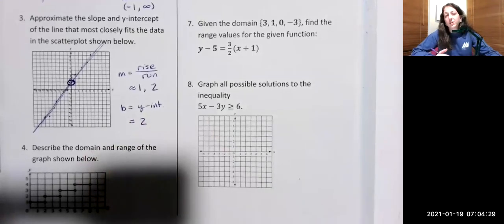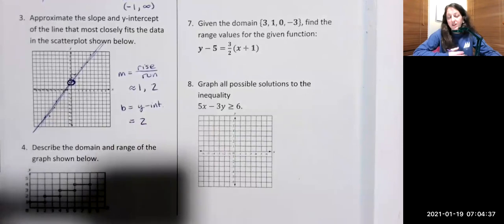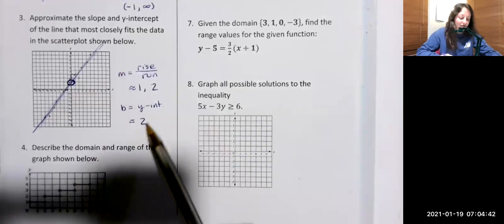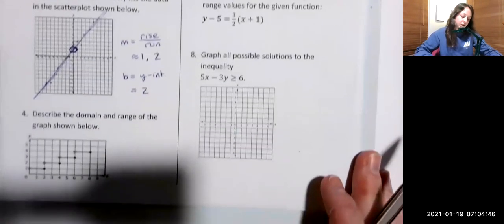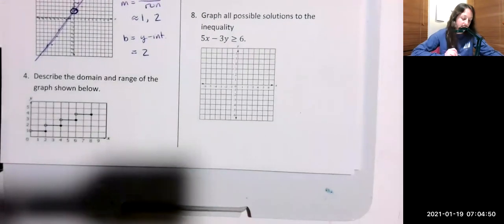So this question most likely was taken from a multiple choice question, and you'd have to pick the multiple choice graph that best fit this criteria. So that being said, we'd look for a positive slope with an approximately 2 y-intercept. All right, and then I'll just finish up number 4, and then I'll move to a new video.